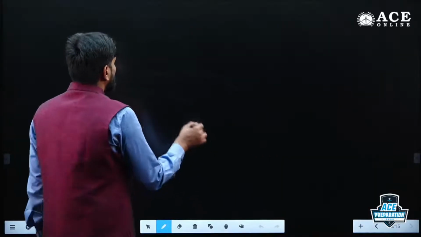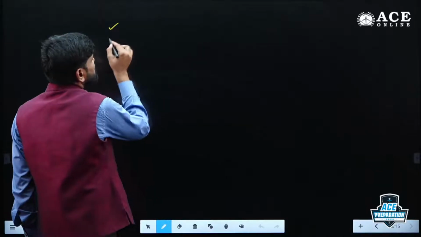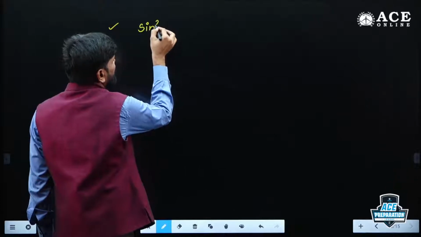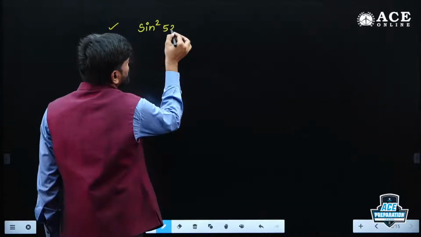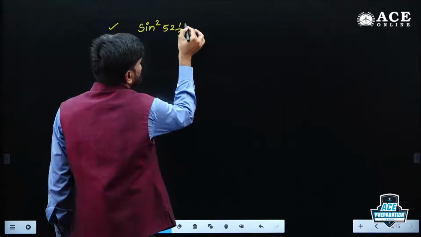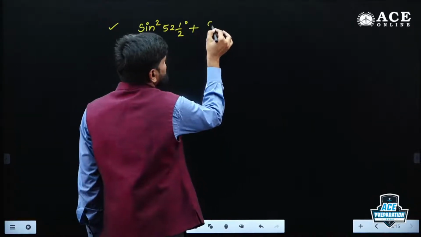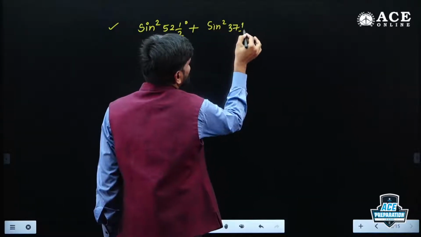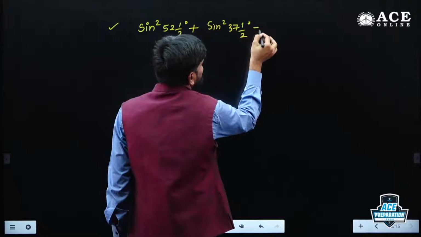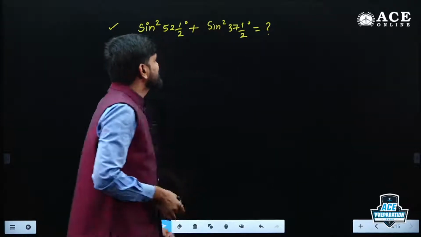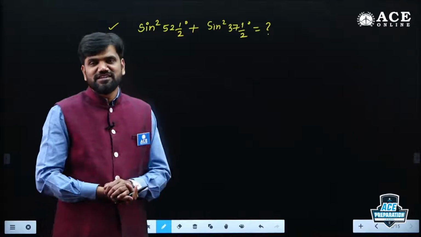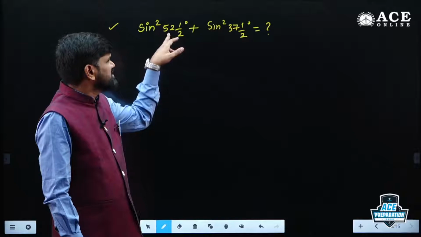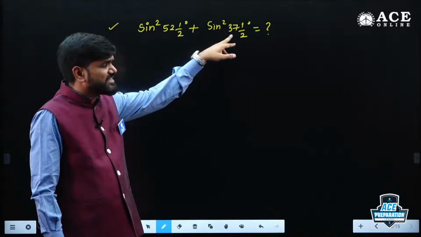Next, let us see how they are giving the question based on this one. So here, sine square 52.5 degrees plus sine square 37.5 degrees is equal to how much? This is a problem that has appeared in SSC CGL. So here, if you know that this is taken as x, this is taken as y.